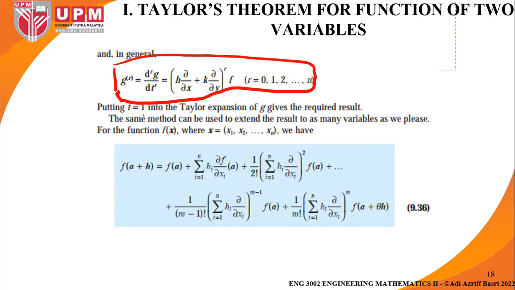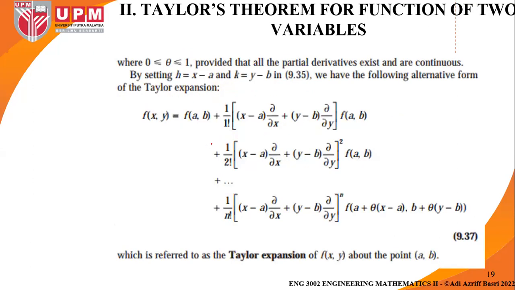When we put t equal to 1 into the Taylor expansion of g, the same method can be used to extend the results to any number of variables. So f(a plus h) is the first function, plus the summation from 1 to n, plus 1 over 2 factorial of the second partial derivative, up to the (m minus 1) term, plus 1 over m factorial of the main operator to the power of m. This is the main one that you need to understand.